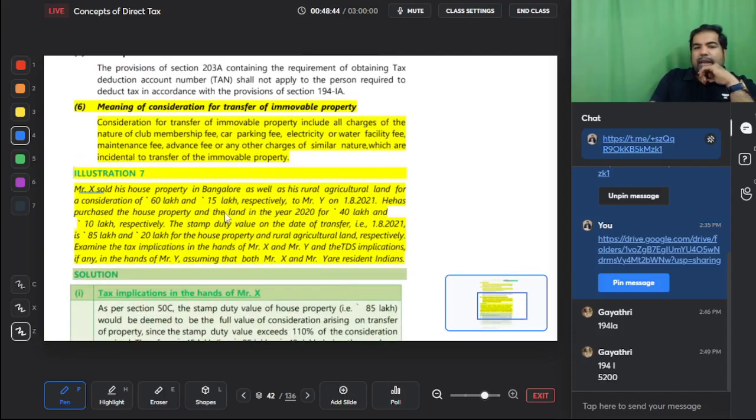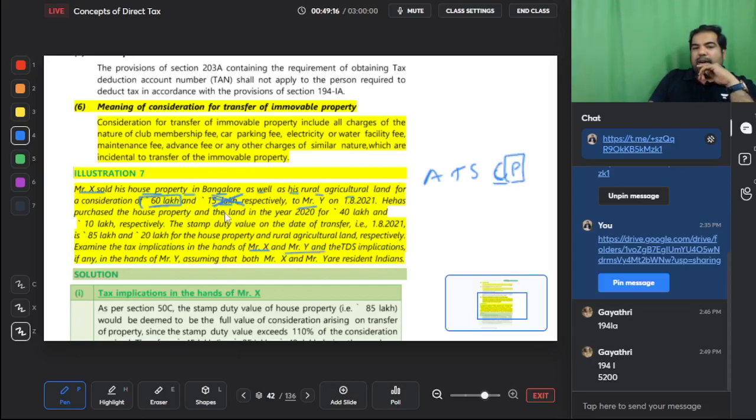Mr. X sold his house property in Bangalore as well as his rural agricultural land for a consideration of 60 and 15 lakh respectively to Mr. Y. So on 15 lakhs there will be no TDS, but on 60 lakhs there will be 1%. He has purchased the house property and the land in the year for 40 and 10 lakhs respectively. Compute. In the hands of Mr. X we will not see because that's a capital gain sum. On 15 lakh there is nothing to be calculated. On the other one there will be 80C. Period of holding is long term, so cost will be indexed and all of that.